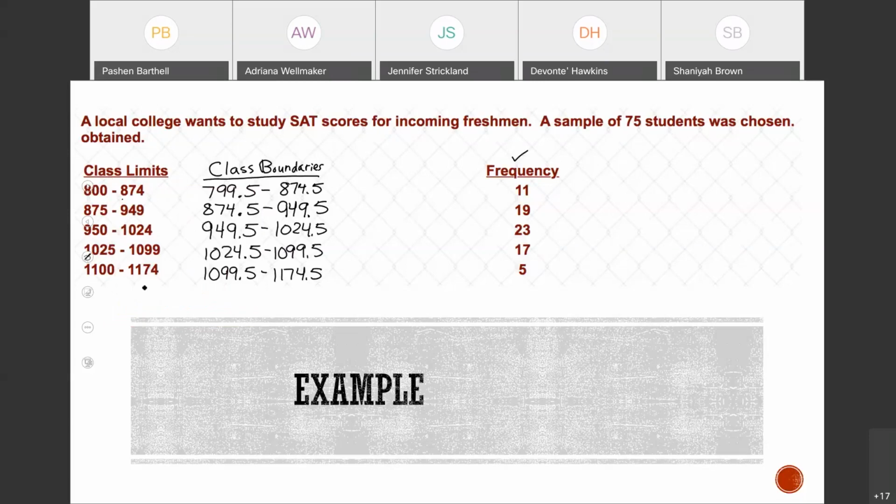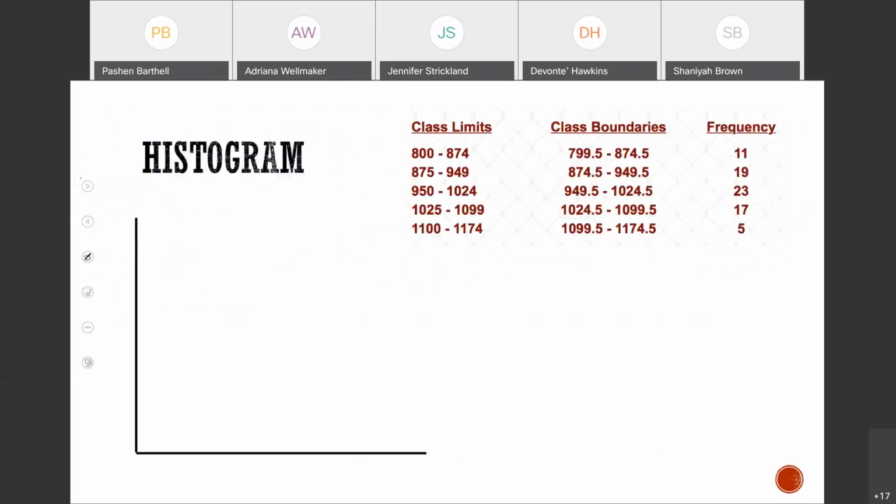So now we have the boundaries and we have the frequency and we're ready to draw our graph. All right, so let's do it then. Let's go and we'll take our histogram. So I've just transferred our information over.